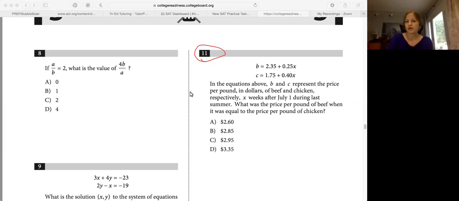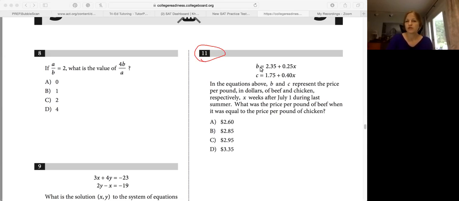In the equations above, B and C represent the price per pound in dollars of beef and chicken, respectively, x weeks after July 1st during last summer. What was the price per pound of beef when it was equal to the price per pound of chicken?